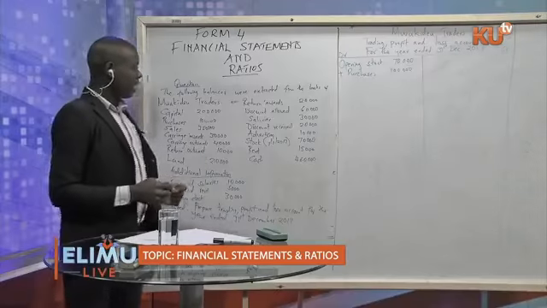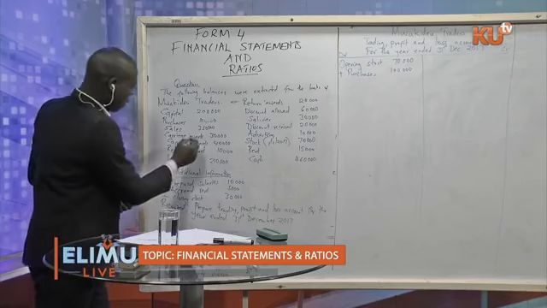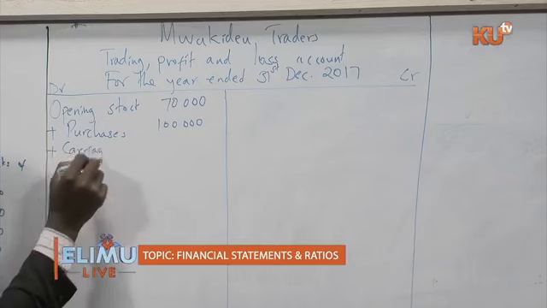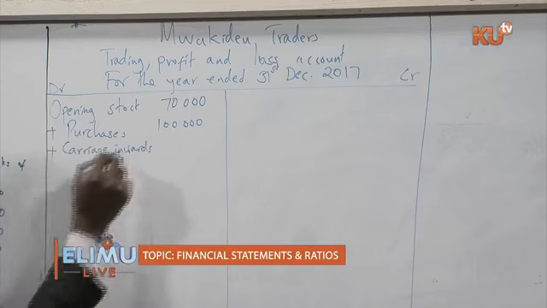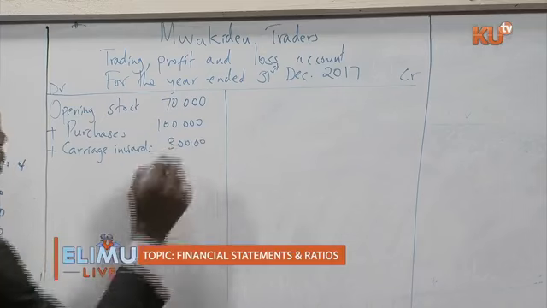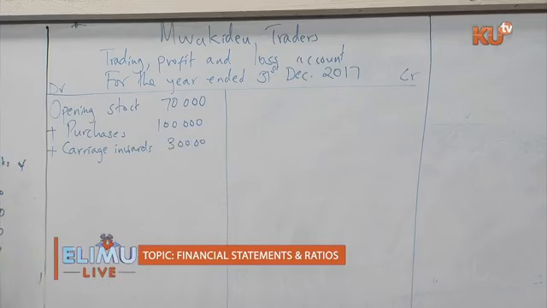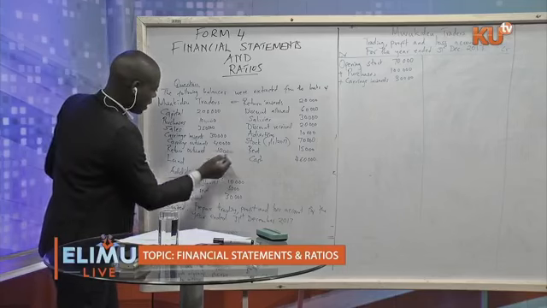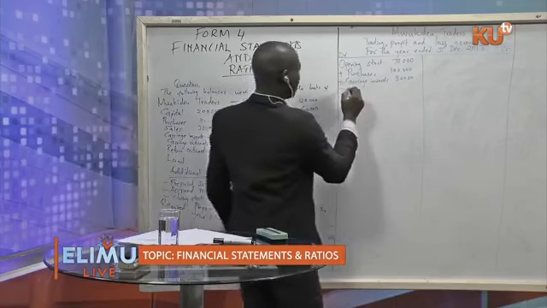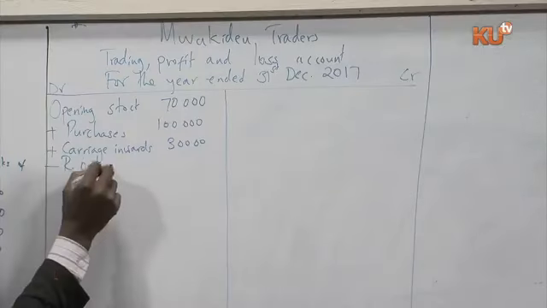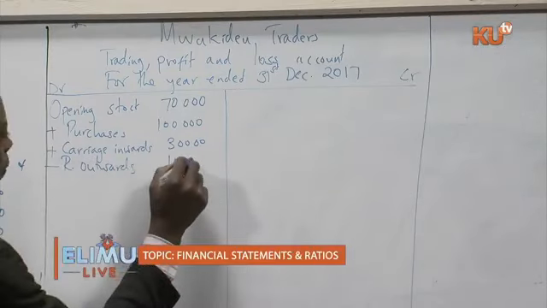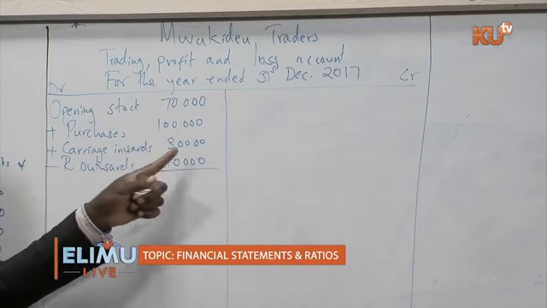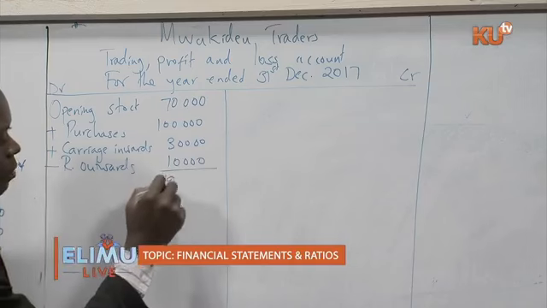Number three, do you have carriage inwards? From the entries, yes, we have carriage inwards, 30,000. So we add carriage inwards, 30,000. Number four, do you have purchases returns or returns outwards? From the Mwakideu balances, we have purchases returns, 10,000. So we subtract returns outwards or purchases returns, which is 10,000. Now let's work this out. This is 70, 170. This is 200 minus 10 gives us 190,000.